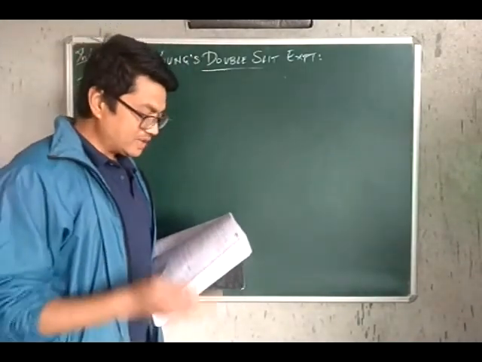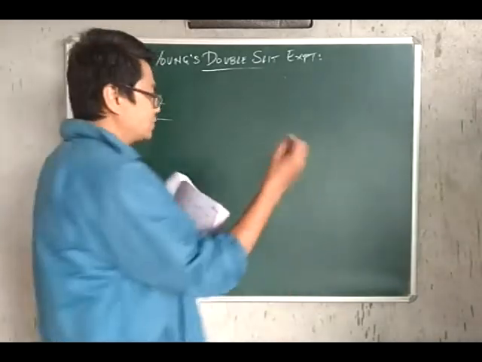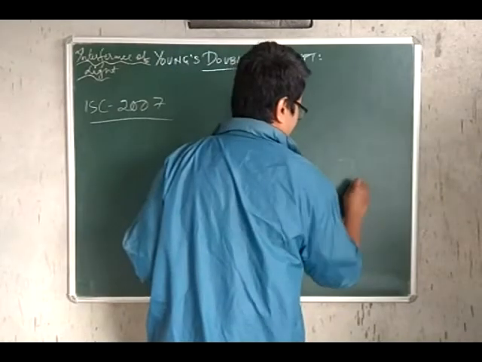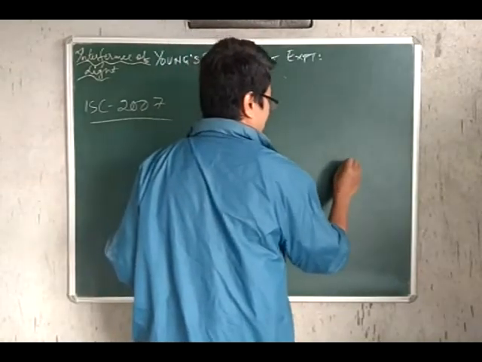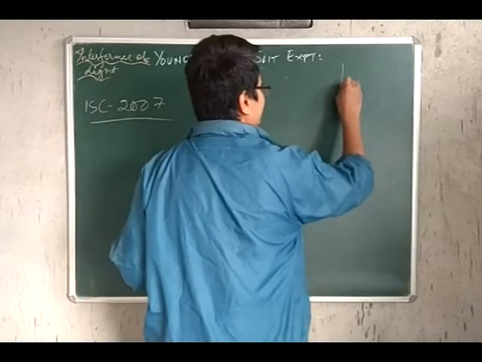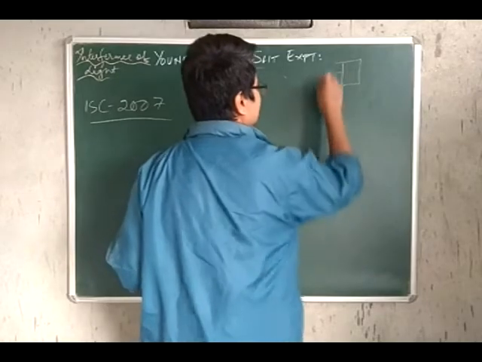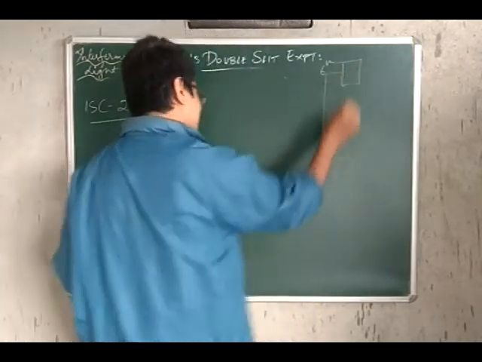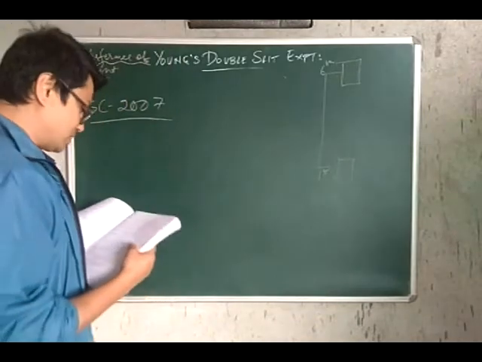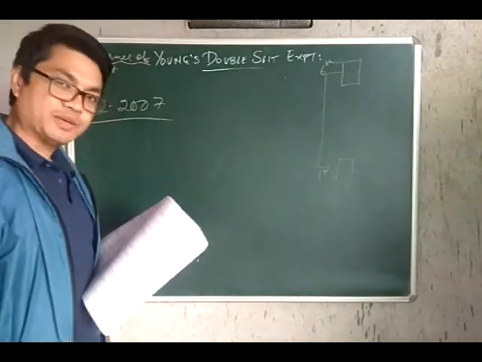The distance between the first and sixth bright fringes. This is your central maximum, this is the first bright fringe, and your sixth bright fringe is somewhere over here. The distance between the first and the sixth bright fringe in Young's double slit experiment is given as 12.5 mm.